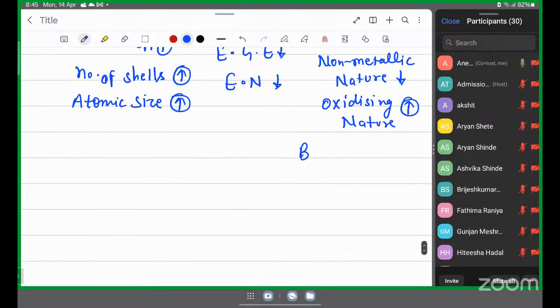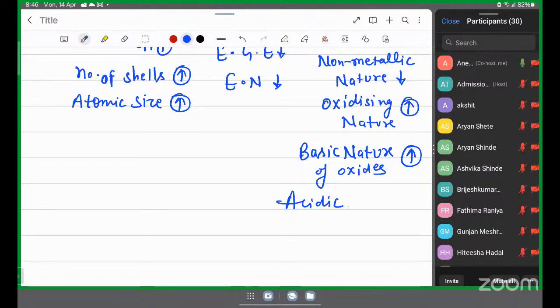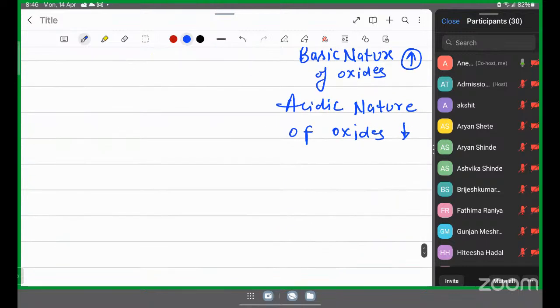Basic nature of oxides will also increase because metallic nature is increasing, and acidic nature of oxides will decrease. Any doubt in it?